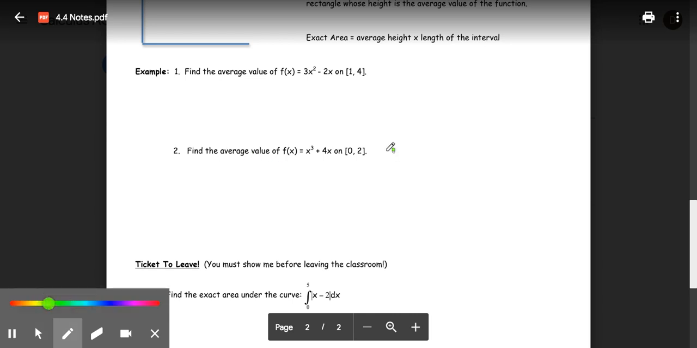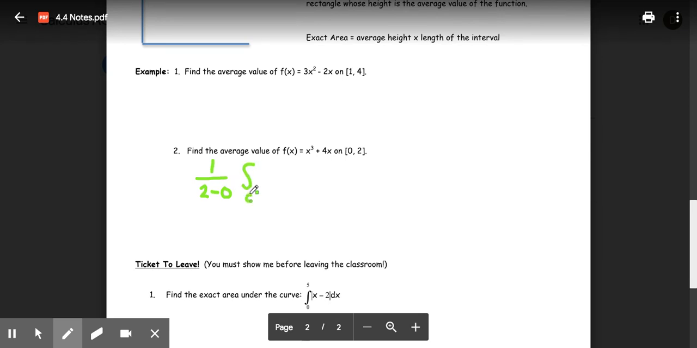So this one right here, find the average value. My A is 0, my B is 2. So it's 1 over B, which is 2, minus A, which is 0, times the integral from A, which is 0, to B, which is 2, of the function, which is x cubed plus 4x. All right, that's the setup. I can let you try that on your own.